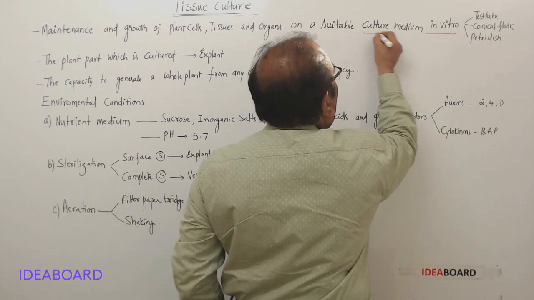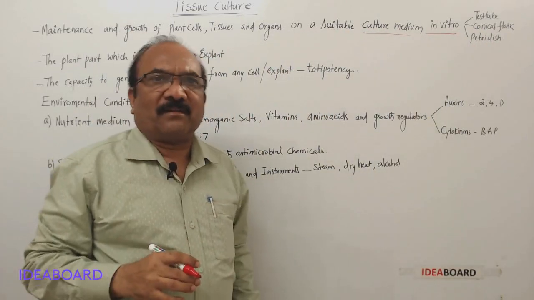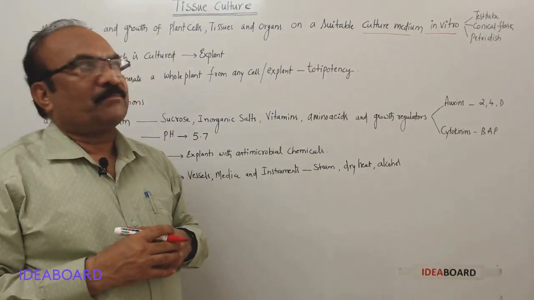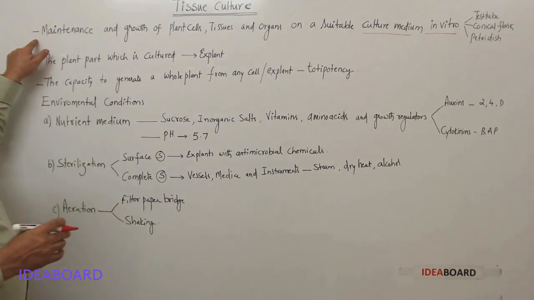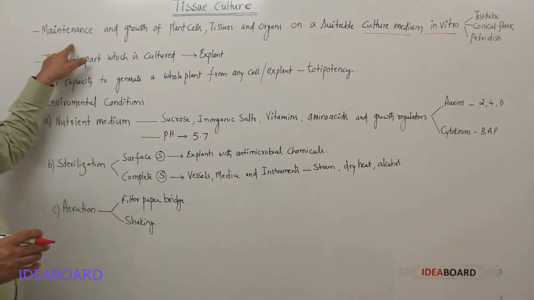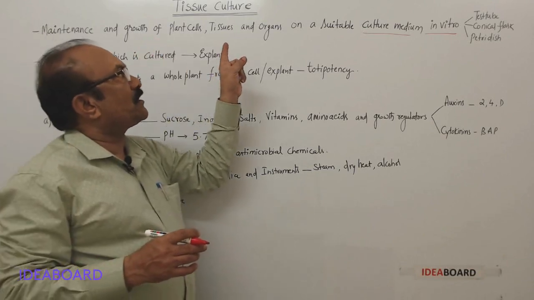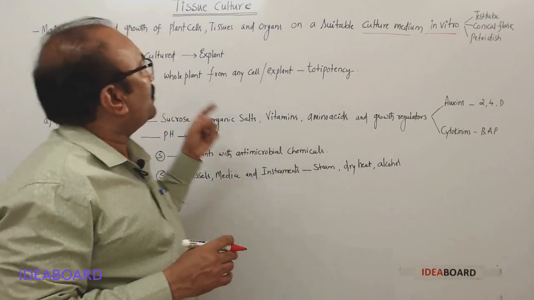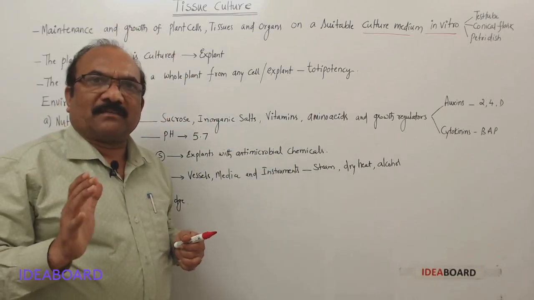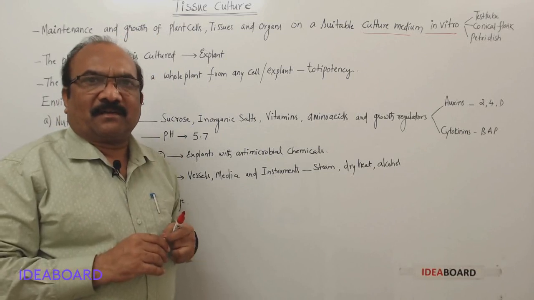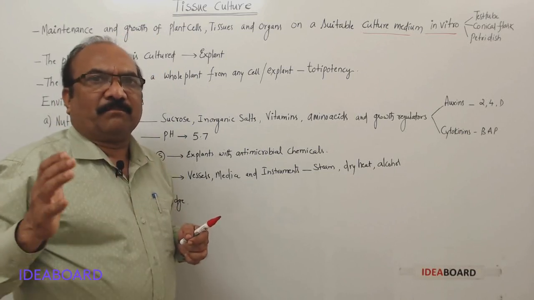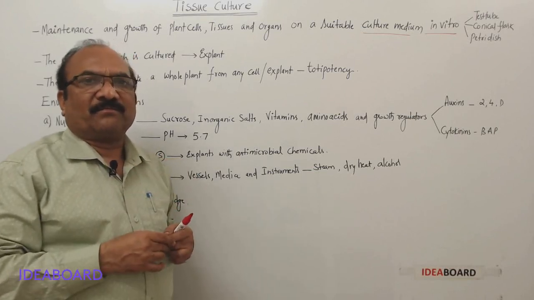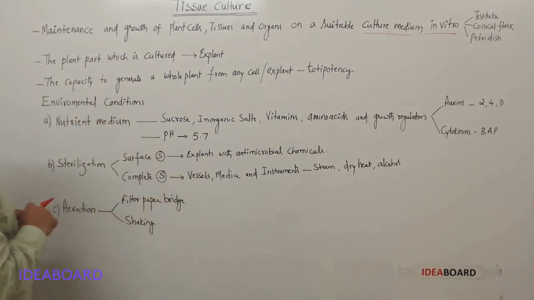And we are not providing the natural medium, that is the soil, and it is what is called culture medium. So that is the definition of tissue culture: maintenance and growth of plant cells, tissues and organs on a suitable culture medium in vitro is called tissue culture. Originally this is in vitro culture, and one word has become popular among the people, that is tissue culture. Okay, whatever it may be.